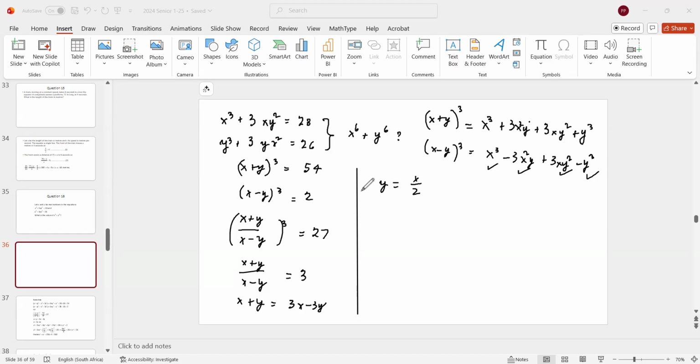Okay, so the first equation, it's x cubed plus 3x. Your y is x over 2. So y squared is x squared over 4. And that's the only place where y occurs. So it's a good choice because only one substitution. If you made it the other way, then you've got two substitutions which make life a little bit more difficult.